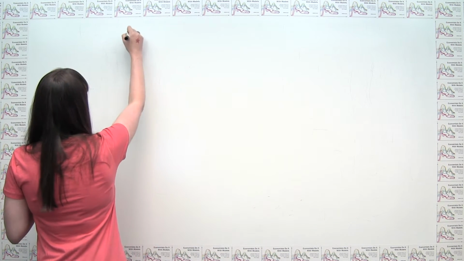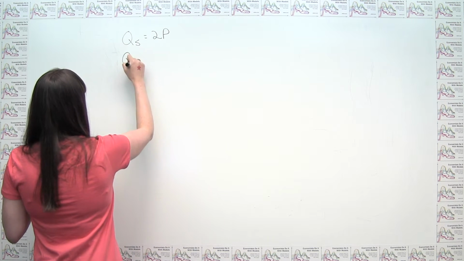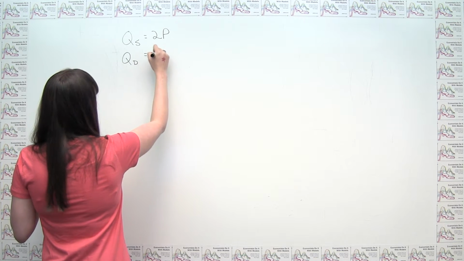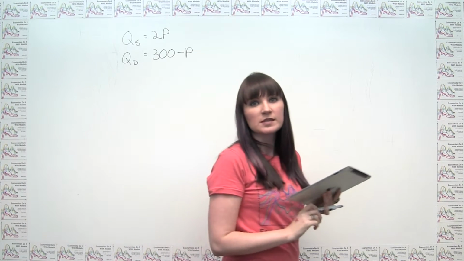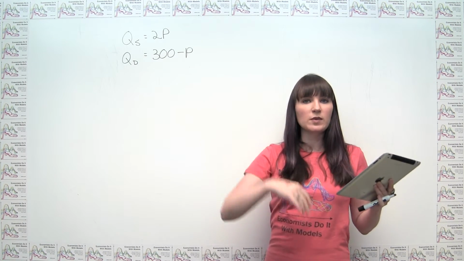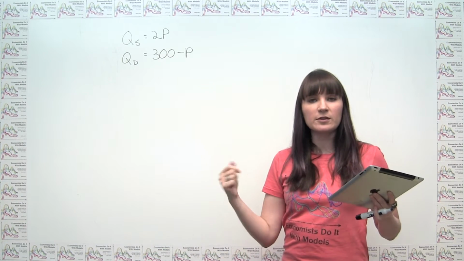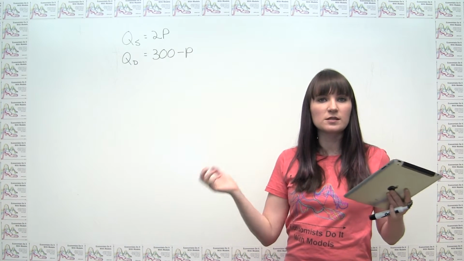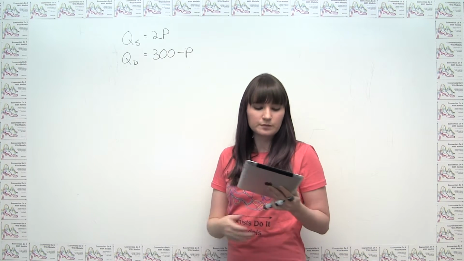It says, suppose that a market is described by the following supply and demand equations. The quantity supplied in our market is equal to 2P, and the quantity demanded in our market is equal to 300 minus P. If we were to graph these, we would see a regular looking upward sloping supply curve and downward sloping demand curve. But let's think about if we can do this algebraically rather than graphing it to scale to find the intersections and so on and so forth. We can actually do this solely with the equations that we're given.